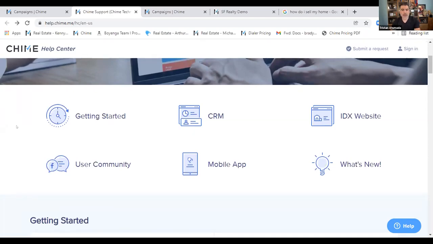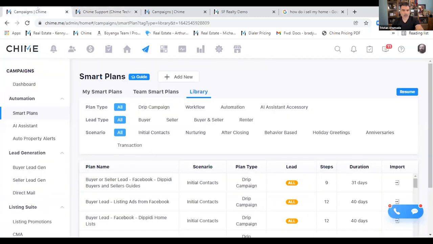Well, people are asking about automation. Where would they go to learn more about automation? Is there a section here that people can use that's built in, or at least to learn more about it? Automation is a multi-headed monster in Chime. Automation to me means drip campaigns, auto emails and texts, automated property alerts for those listings that are sent out, as well as automation in terms of AI.